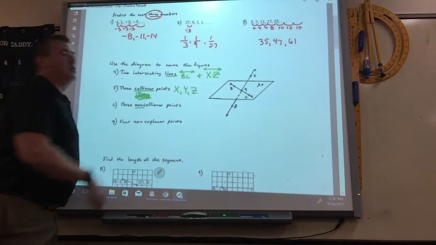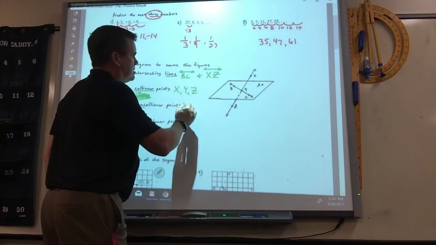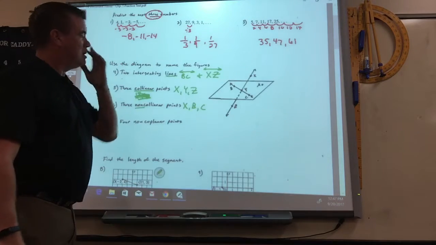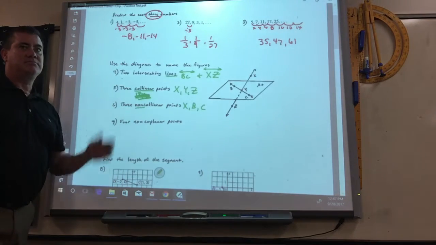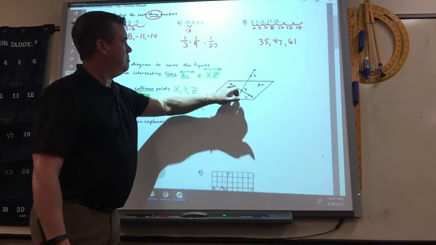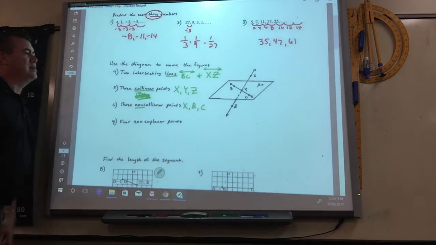3 non-collinear points. X what? X, B, and C would work. It's just any 3 points not in a line. There's more than one answer: X, B, Z; B, Y, A; X, A, Y. Any 3 points not in a straight line.